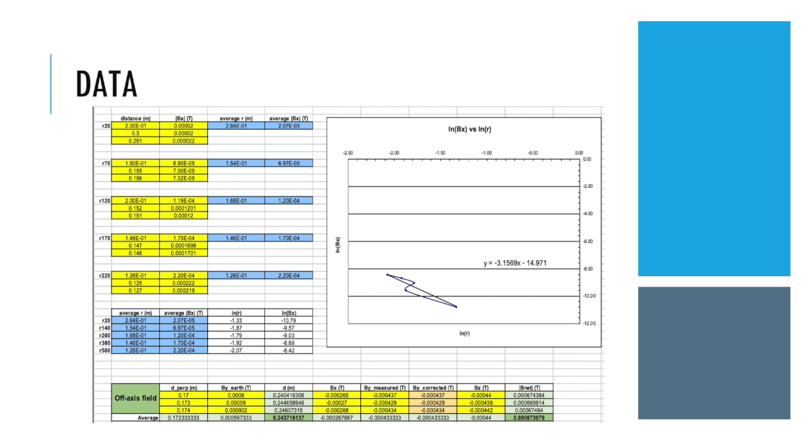Here is a screenshot of my spreadsheet, where I have R20, R70, and all the other ones on the left, and then their corresponding observations, and then we have the average given, and at the bottom we also have the average of everything. To the right we have a graph of ln of Bx versus ln of r, which I'll explain later, and that's the equation we ended up with, which is just a simple regression line after some transformations.